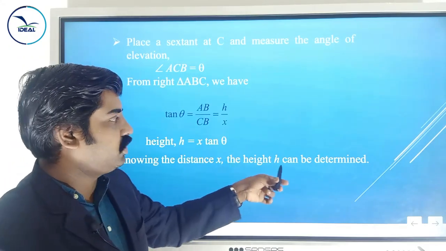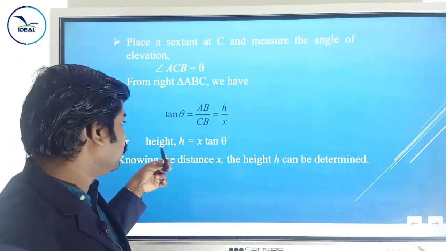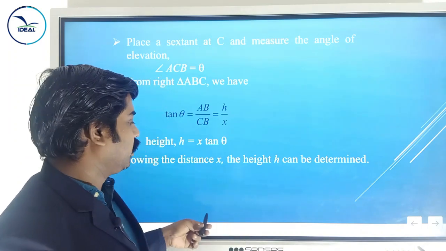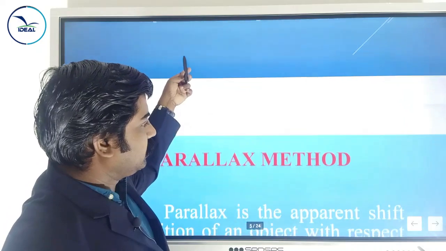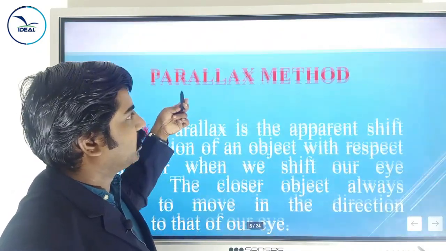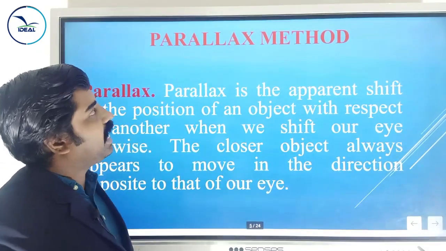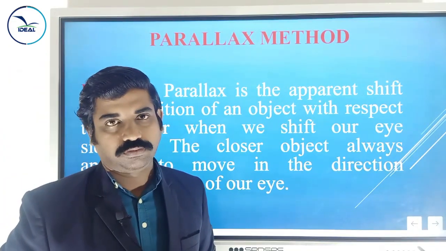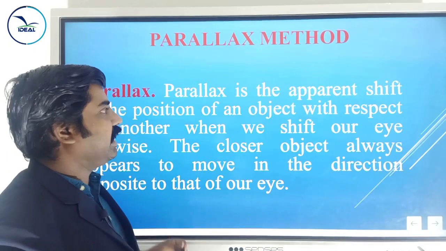So knowing x and theta, the angle, we can find h. Okay, this is one method. And there is another method, a very important method. That is the parallax method. What is parallax?